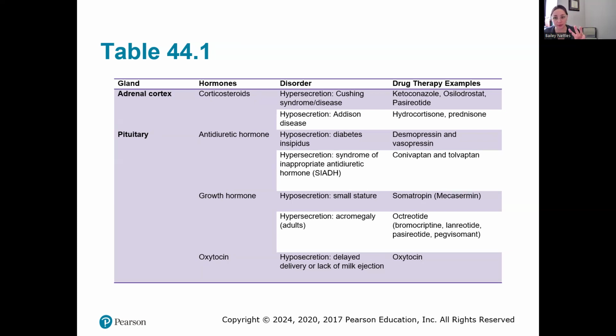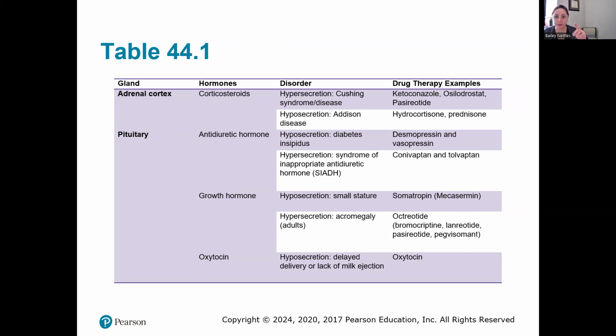The pituitary does three that we're going to talk about: the antidiuretic hormone, the growth hormone, and the oxytocin. So the antidiuretic hormone, if it does too much, it's SIADH, which is a syndrome of inappropriate antidiuretic hormone. It's secreting too much. If it's not doing enough, it's diabetes insipidus.